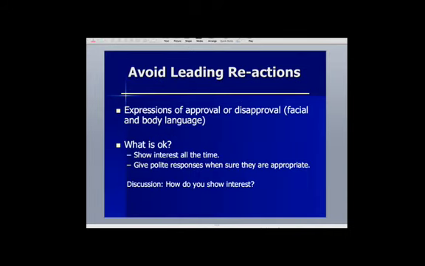Avoid leading reactions. Be aware of your expressions of approval or disapproval. You're gasping, you're clicking, yeah, oh, yes, and the opposite of that, which might be shaking your head or looking down, moving away. Show interest all the time. Be polite. And think about how you show interest. If you were watching a video of someone with no words, what would a person interviewing look like if they appeared interested?